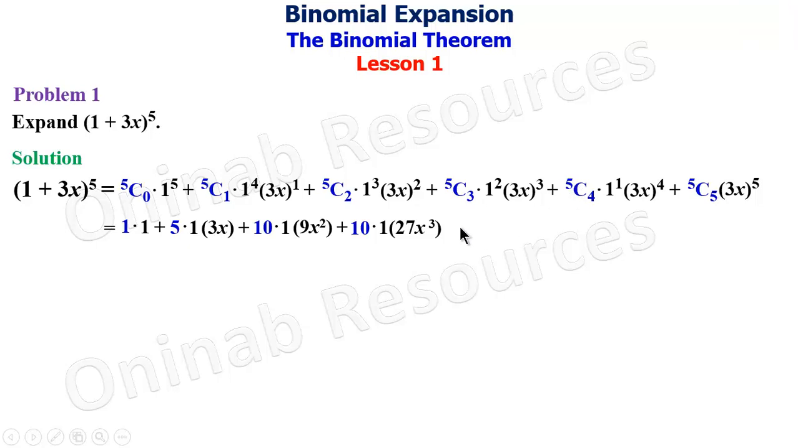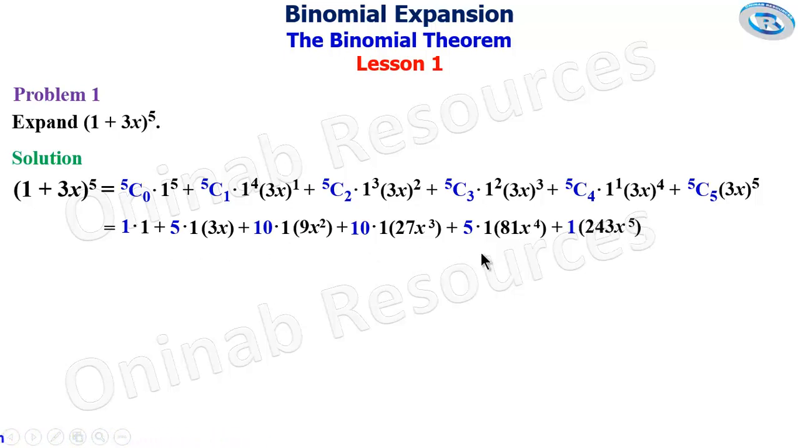For the other term, we have it as 5 combination 4 gives 5. Then 1 raised to power 1 gives 1. Then 3x raised to power 4. 3 raised to power 4 is 81. So we have it as 81x raised to power 4. And the last term, 5 combination 5 is 1. So we have it as plus 1. Then 3x all raised to power 5. 3 raised to power 5 is 243. Then x raised to power 5.